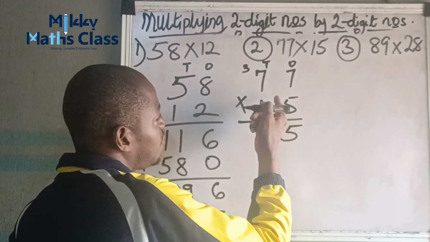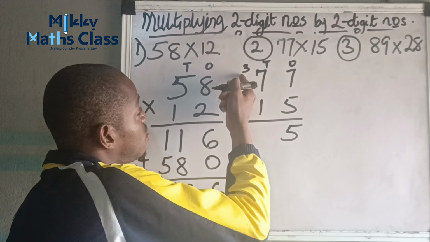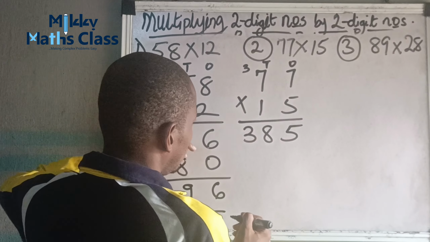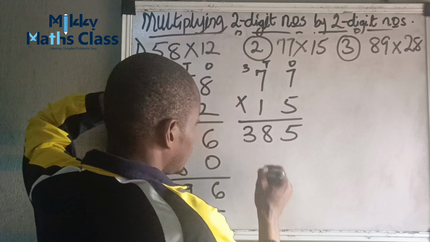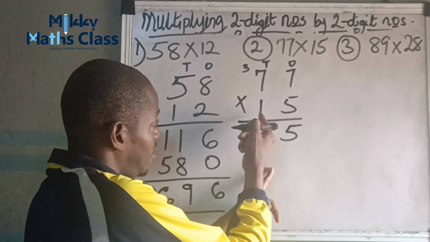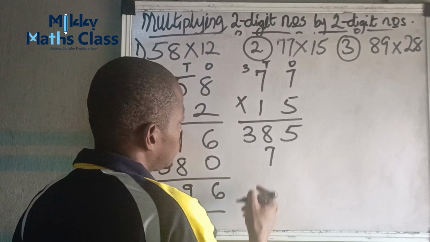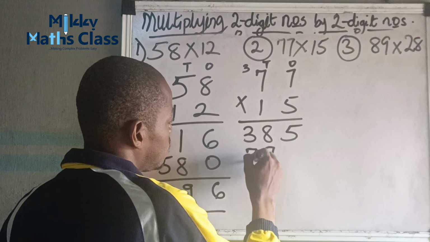Again, 5 times 7 is 35, plus this 3, that's 38. We'll write it down. We are done with this. 1 times 7 is 7. Of course, remember this is the tens part, so we start from the tens place. 1 times 7 is 7. 1 times 7 is 7.